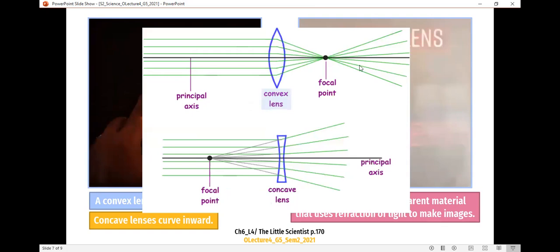Okay, here we have two types of lenses: convex lenses and concave lenses. What's the difference? Concave lenses are thin on the edges. Look at their extremities, look at the edges. They are thin at the edges, but in the middle they are fat.